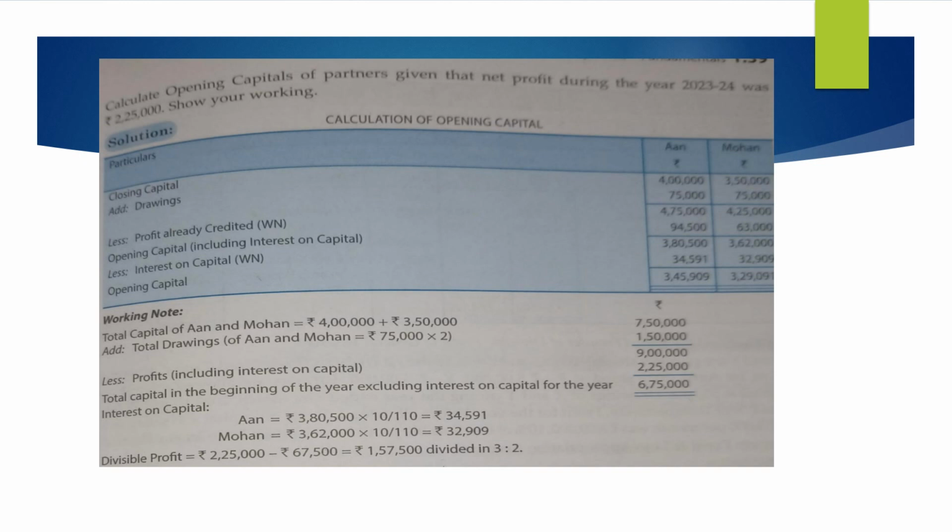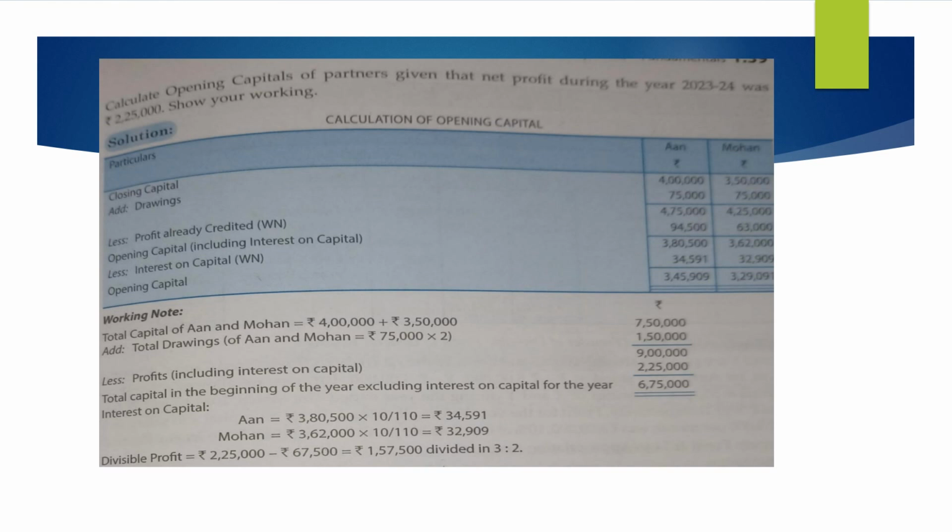Total drawings were 1,50,000, 75,000 each, and less profits 2,25,000, including interest on capital. These profits have already included interest on capital. Note this, please note this. So when this has already included interest on capital, 2,25,000, subtracting and adding all these, we get 6,75,000. This is just the opening capital of the year. Total opening capital of the year.